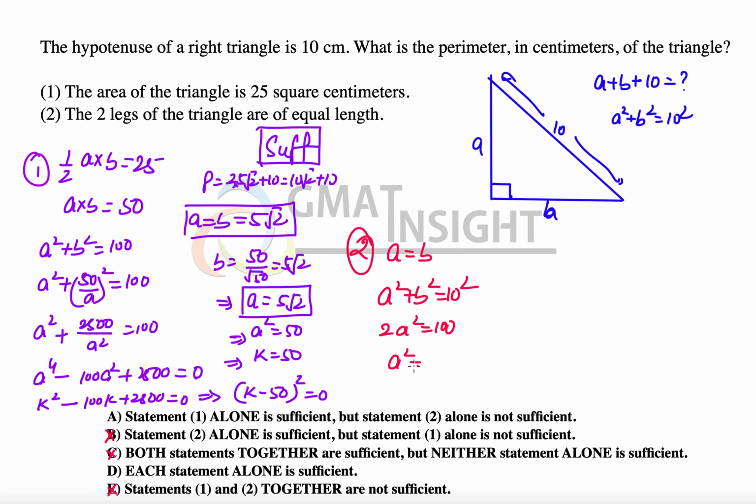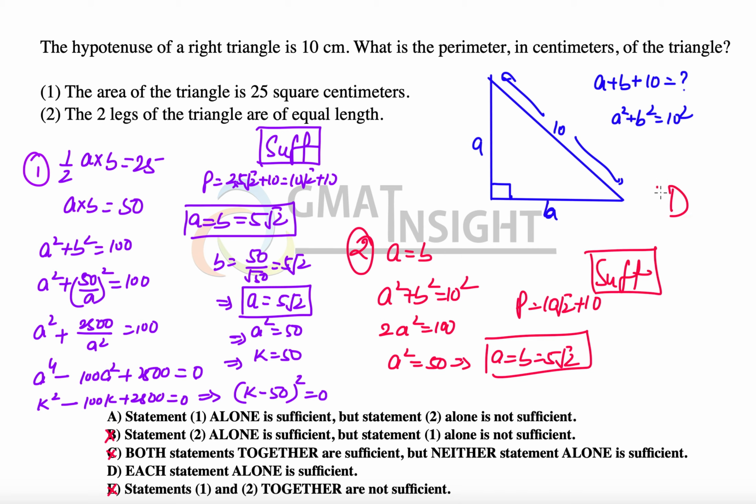That means a square is equal to 50. Again we get a is equal to b is equal to 5 root 2. So we can find out that the perimeter will be equal to 10 root 2 plus 10, which means the second statement alone as well is sufficient. And the answer to the question becomes option D, which states that each statement alone is sufficient.